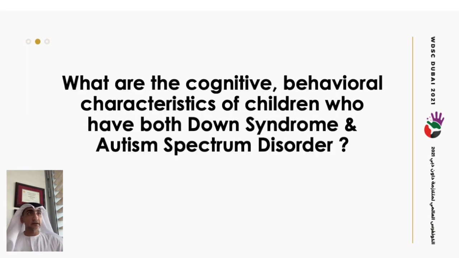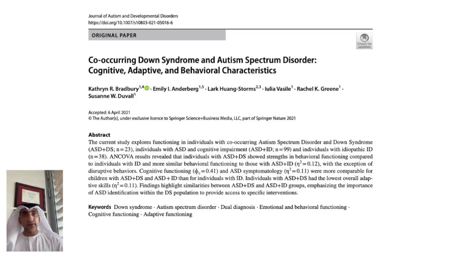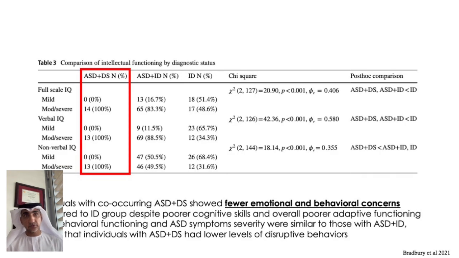Next, what are the cognitive and behavioral characteristics of children who have both Down syndrome and autism spectrum disorder? In this study, recently published by Bradbury and colleagues, 3 groups of children were compared: 23 kids who had both autism spectrum disorder and Down syndrome, 99 with autism and intellectual disability, and 38 kids with intellectual disability alone. The results revealed that children with both Down syndrome and autism spectrum disorder had the lowest adaptive functioning skills among the 3 groups. However, it is also important to note something quite interesting from this study.